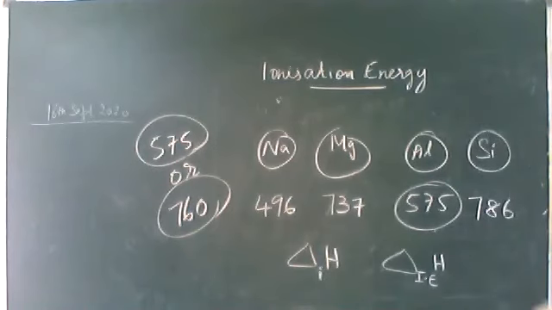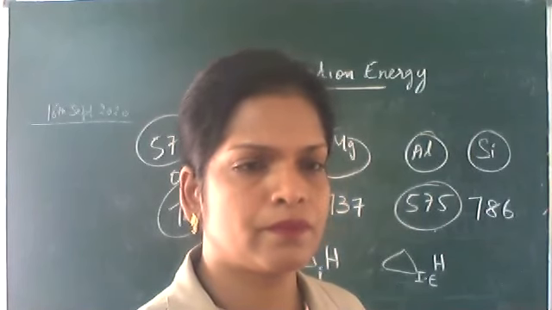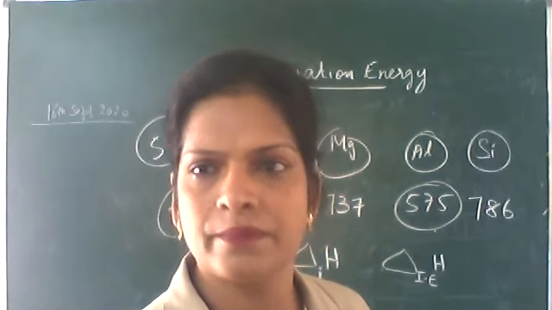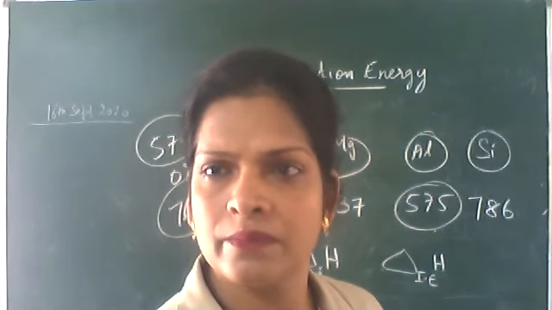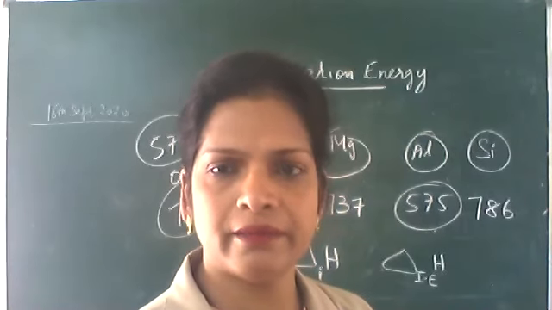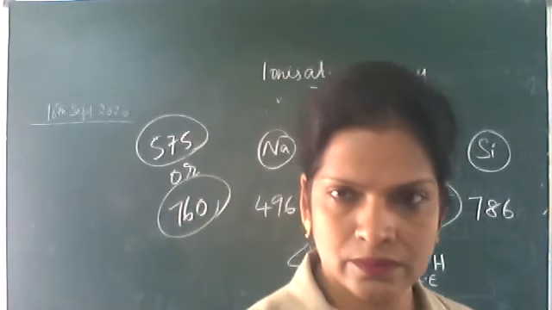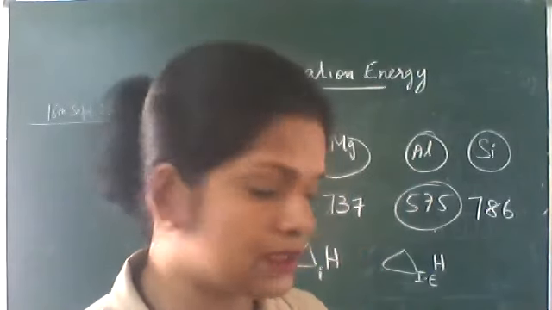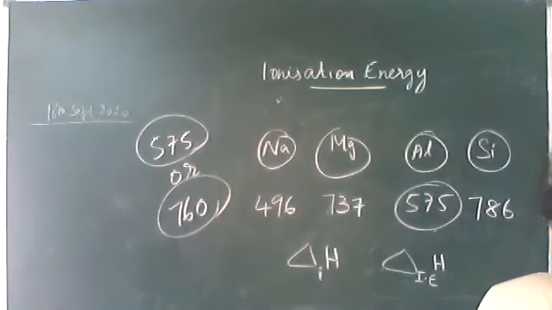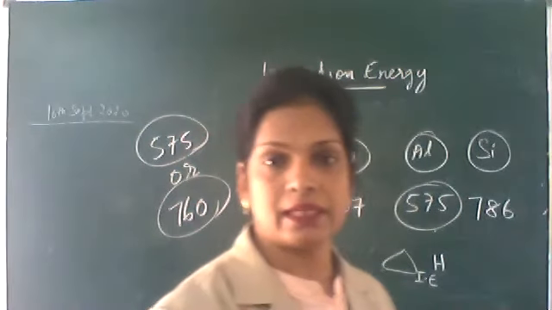It will be closer to 575 because the 3p electron is effectively shielded by the spherically symmetrical 3s electron.